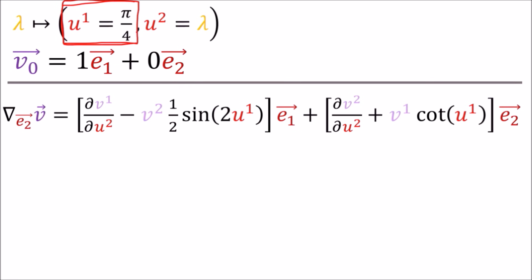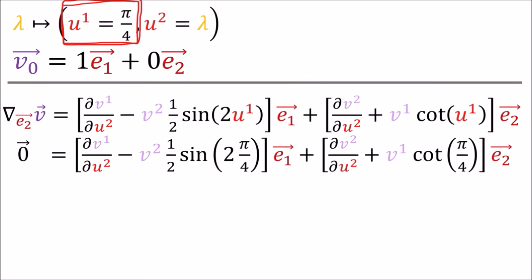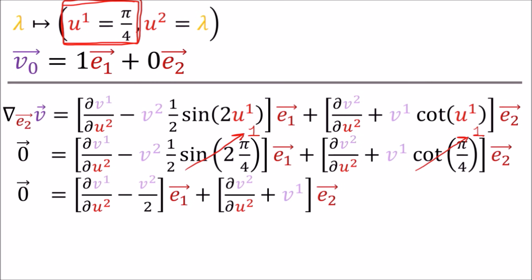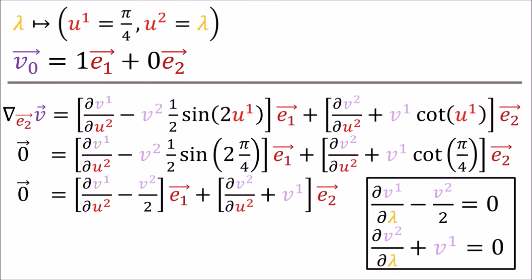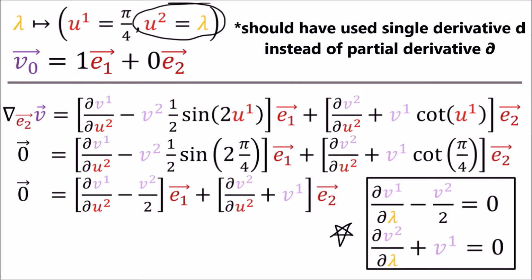but this time, since u1 is equal to pi over 4, when we do this substitution, we don't get the terms going away to 0. Instead, this becomes sine of pi over 2, which is 1, and this becomes cotangent of pi over 4, which is also 1. And remember, we're forcing the covariant derivative to be the 0 vector. So we end up with this final formula here, which means that this component and this component must be equal to 0. And just to make things easier to read, I'm going to replace these u2 variables with lambda, since u2 is equal to lambda.